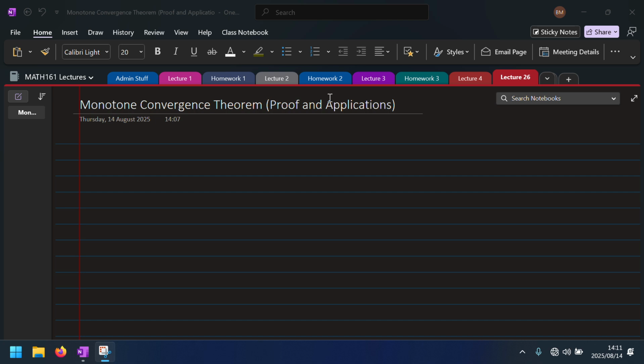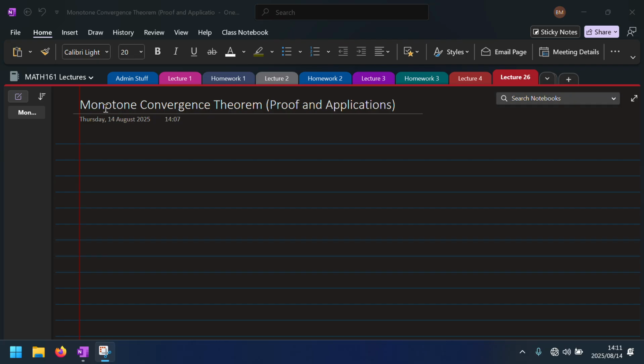Okay, so we've done all the background for the monotone convergence theorem. So we know what an increasing sequence is, we know what a decreasing sequence is, we know if a sequence is bounded above, we know if a sequence is bounded below, and we know if it's bounded. Okay, so as long as you know those things, that is all the background knowledge for the theorem.